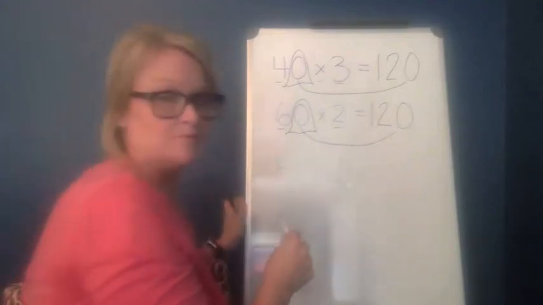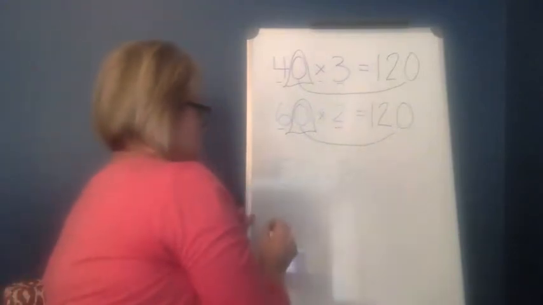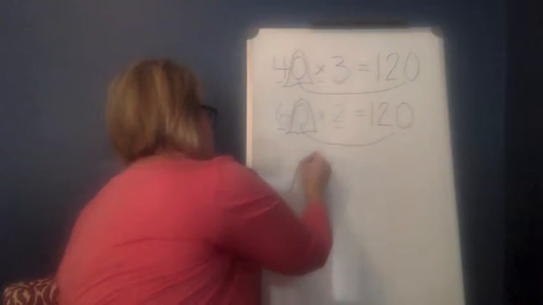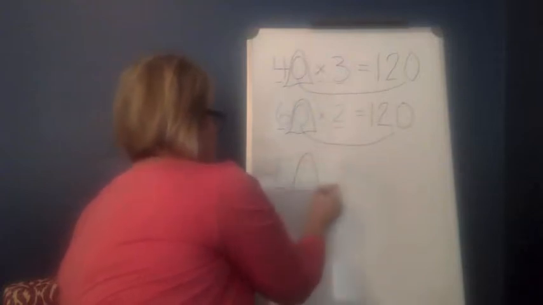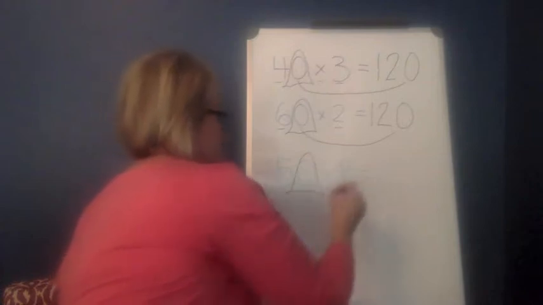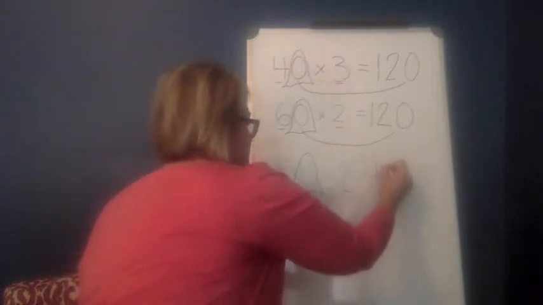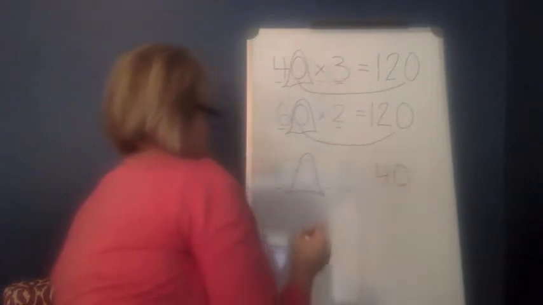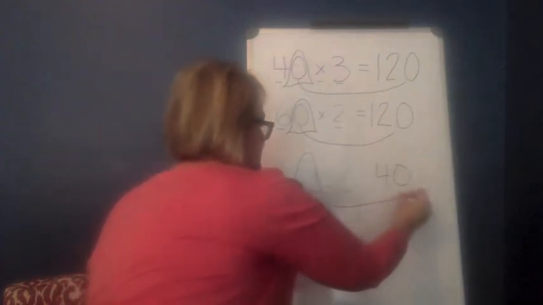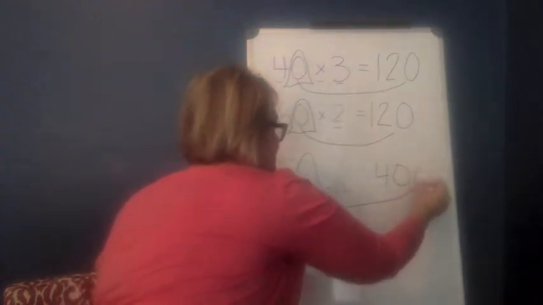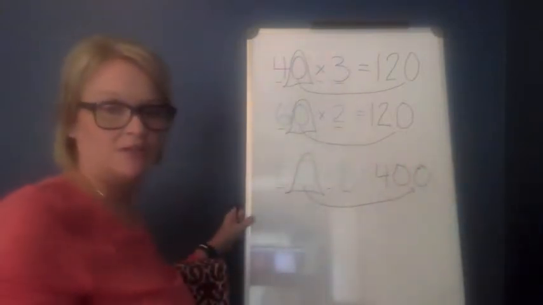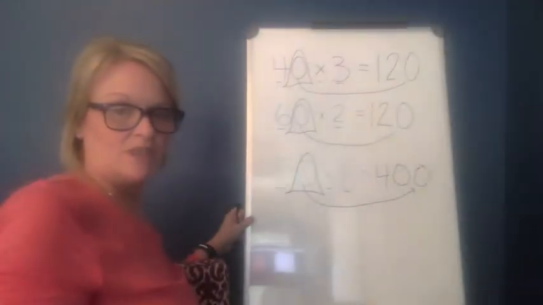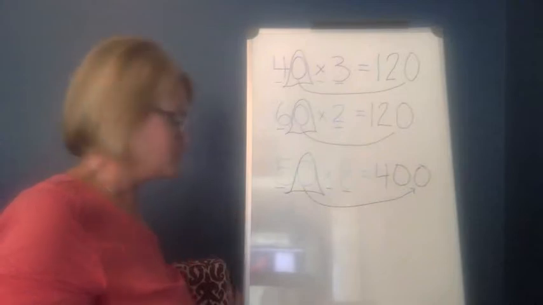Let's do another one. Let's do 50 times 8. So if I put the 0 in the invisibility cloak and I'm left with 5 times 8, 5 times 8 equals 40. And then I take the 0 out of the invisibility cloak and I move it over here, I end up with 400. 50 times 8 equals 400.